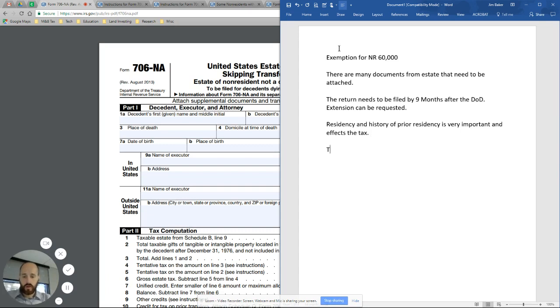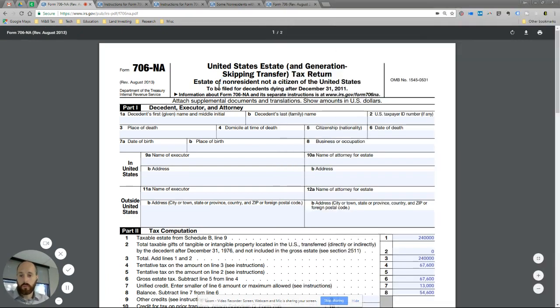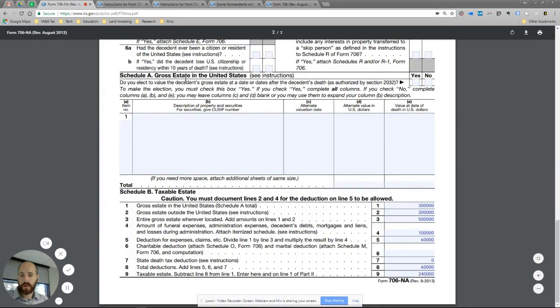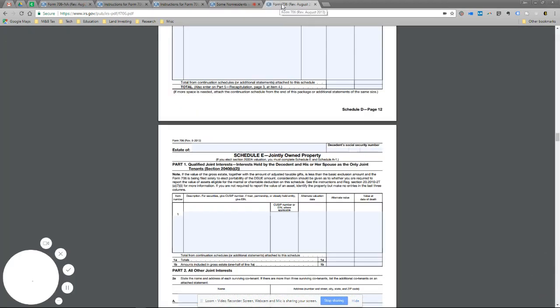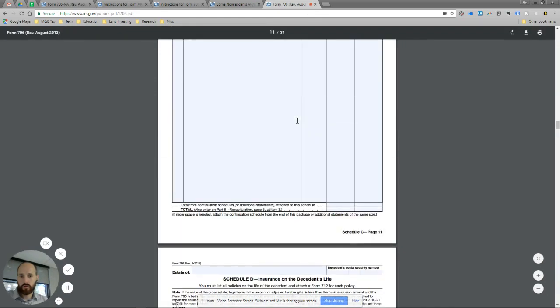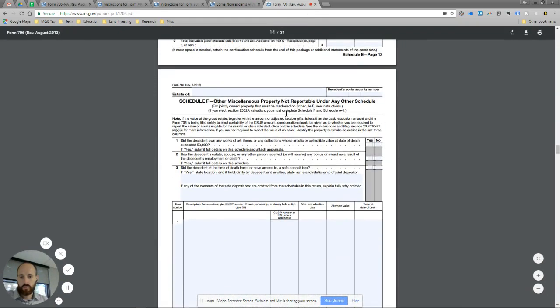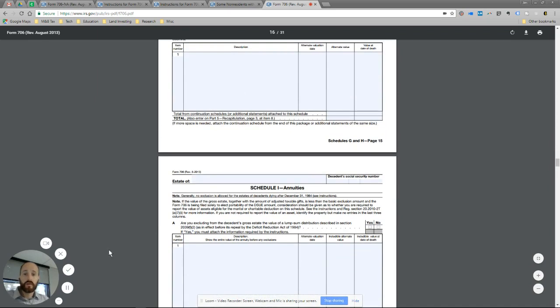And the last point, there are tax treaties with certain countries as it pertains to estate taxes. So I hope this is helpful, and now you know that Form 706-NA is for non-residents, and all the forms that go behind the 706-NA are the actual 706 forms, and there's a bunch of them, and they're really lumpy. So yeah, I hope that's helpful.